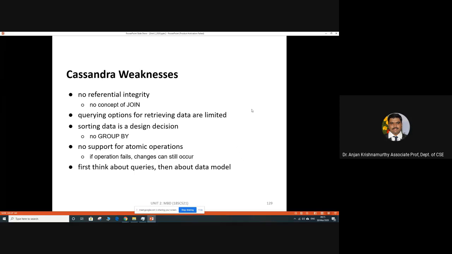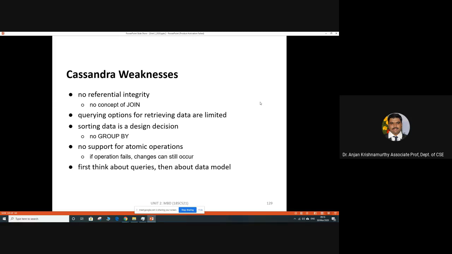So the weakness of Cassandra is that it does not have any referential integrity constraint. It does not support the concept of joins. Right? Remember that when a database is partition tolerant, the common features of relational algebra like join, referential integrity, and several important constraints of a relational database do not apply. Right? Because the data does not reside in one single place, rather it resides in physically different network systems.